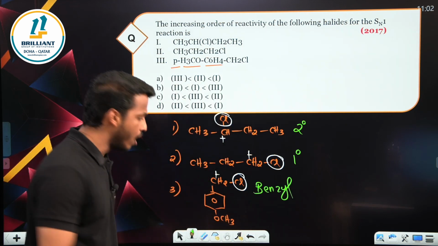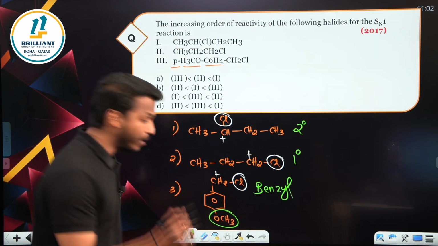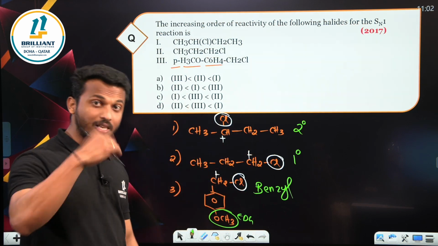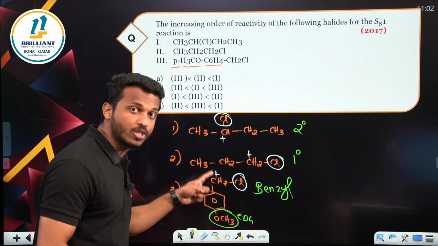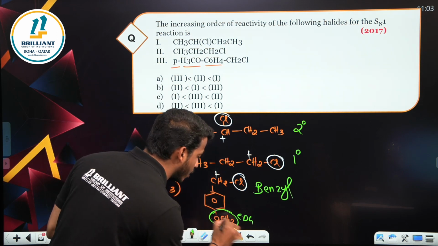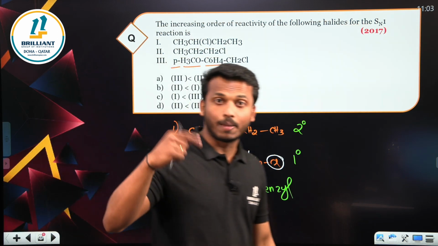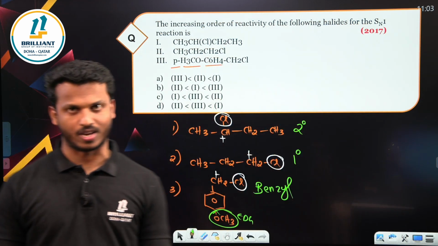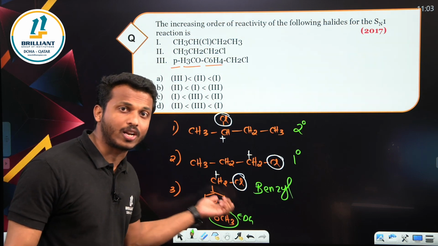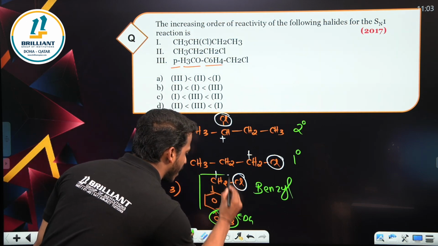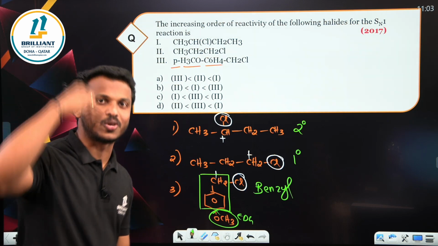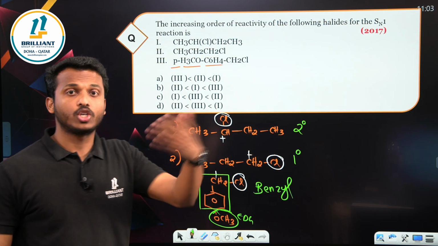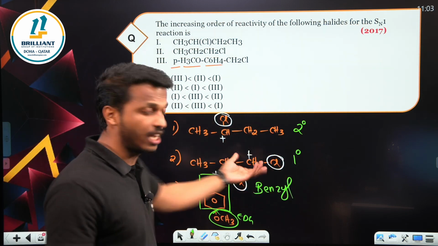Benzyl carbocation, where there is a methoxy group. Dear all, the methoxy group is a plus I group, an electron donating group. Carbocation stability is increased by an electron donating group. If there is a plus I group, an electron donating group, it will increase the stability of the carbocation. Already the benzyl carbocation is more stable due to what? Resonance. So dear all, secondary, primary, benzyl, which is the more stable one?